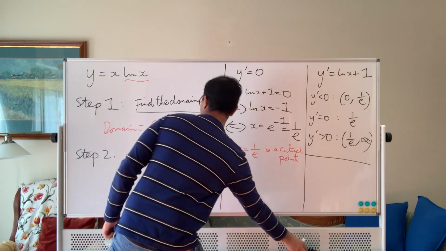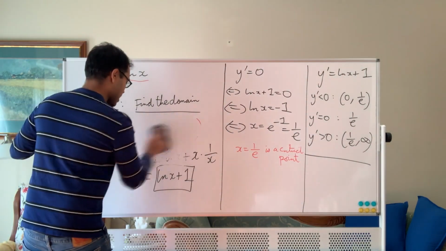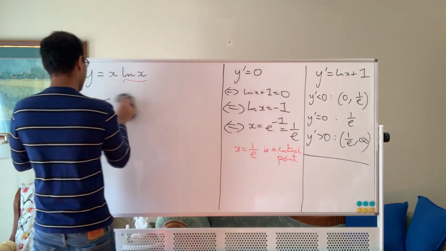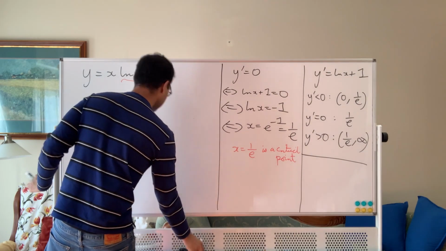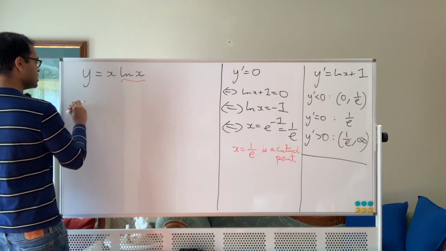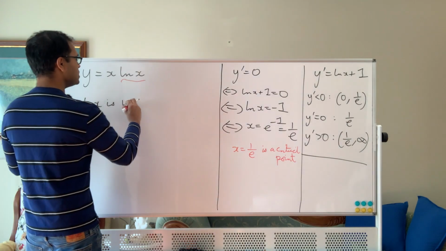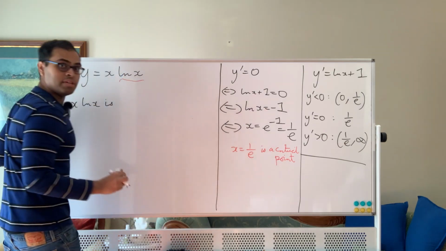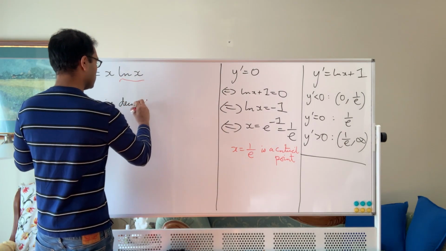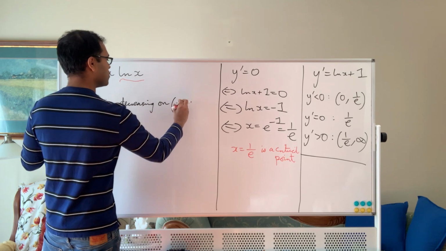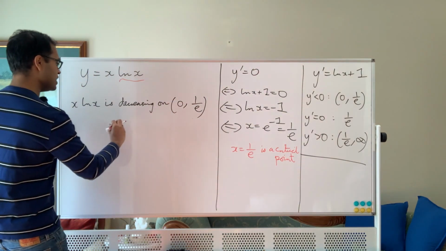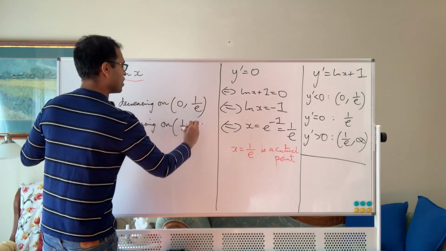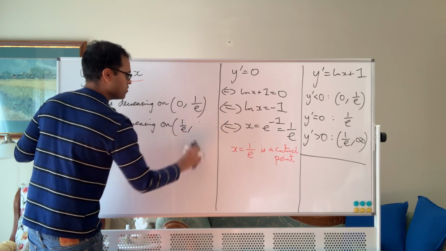Okay, so therefore what we know is that we can figure out that x log x, so I'm just going to erase this all off, so we can get our conclusion. x log x is going to be decreasing on 0, 1 over e, and it's going to be increasing on 1 over e, infinity, my apologies, 1 over e, infinity.